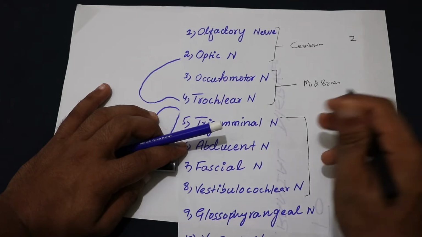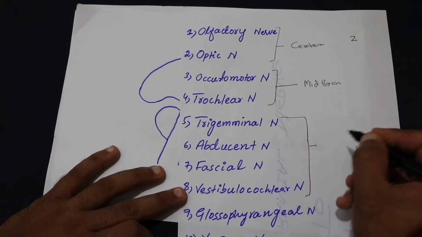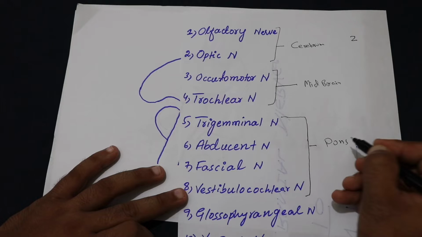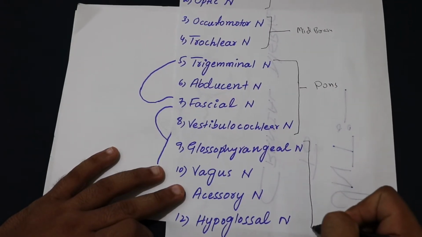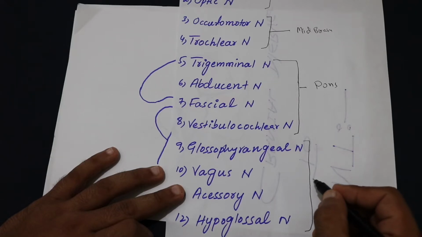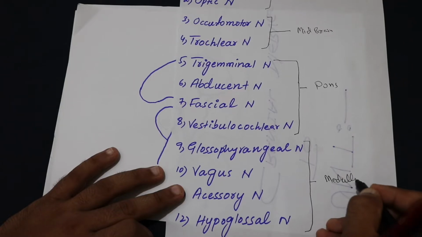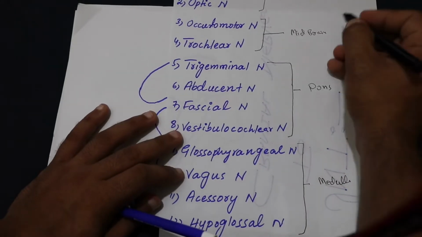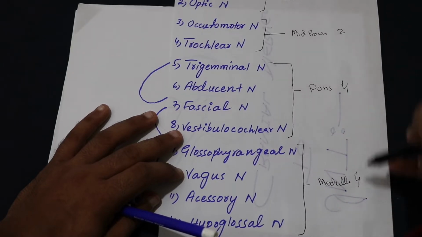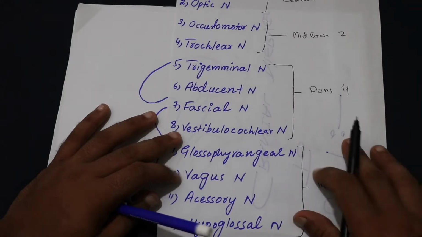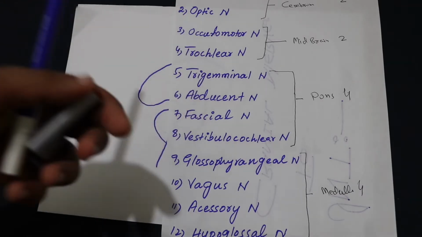The next four nerves, which are trigeminal, abducent, facial, and vestibulocochlear, are located in your pons. And the last four nerves, which are glossopharyngeal, vagus, accessory, and hypoglossal, are in your medulla oblongata. I'll be showing you in a diagram how they are located. So remember it this way: 2, 2, 4, 4. That is their formula: cerebrum, midbrain, pons, and medulla.